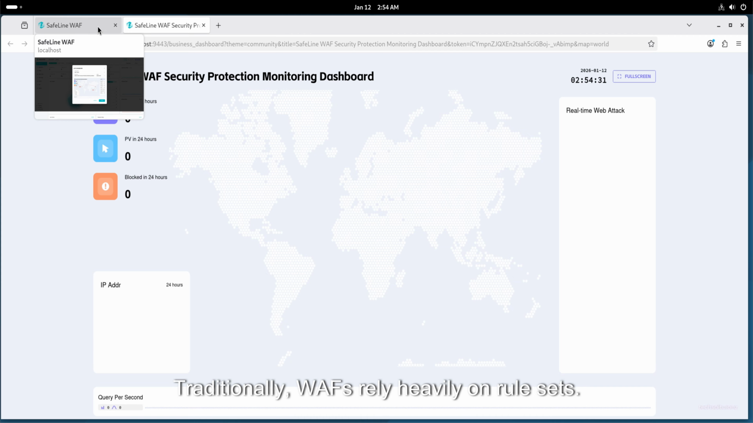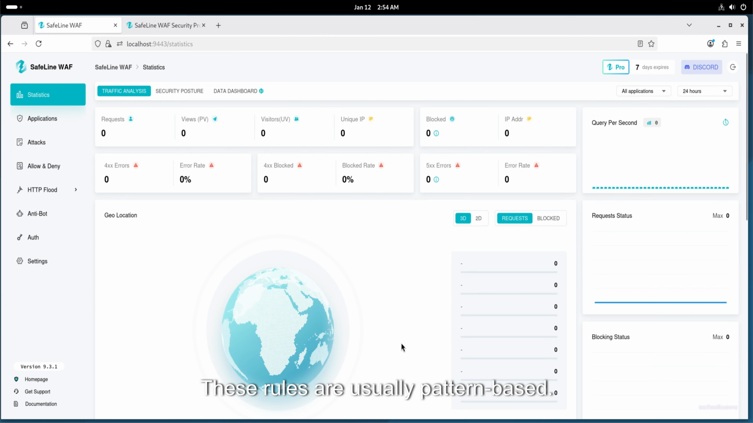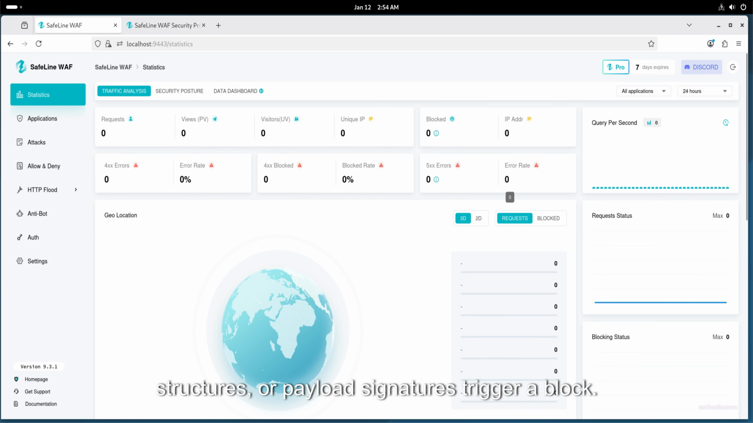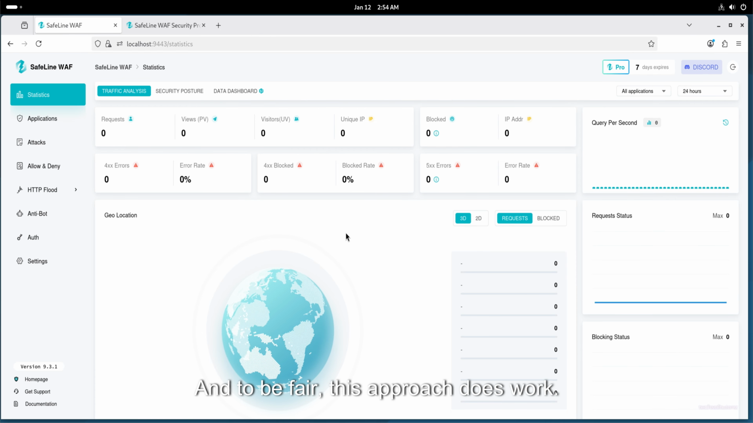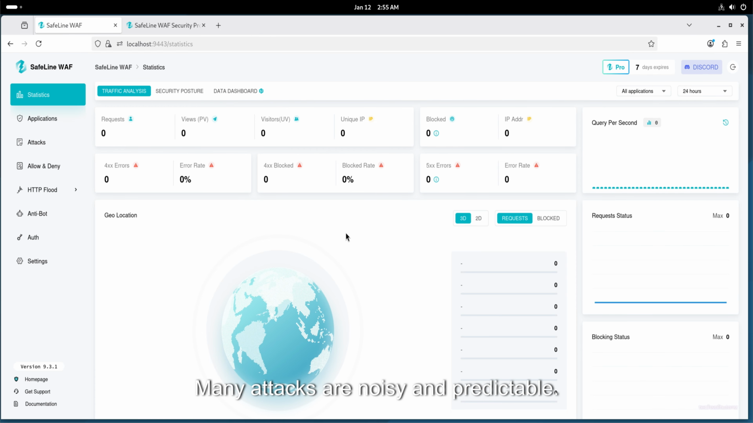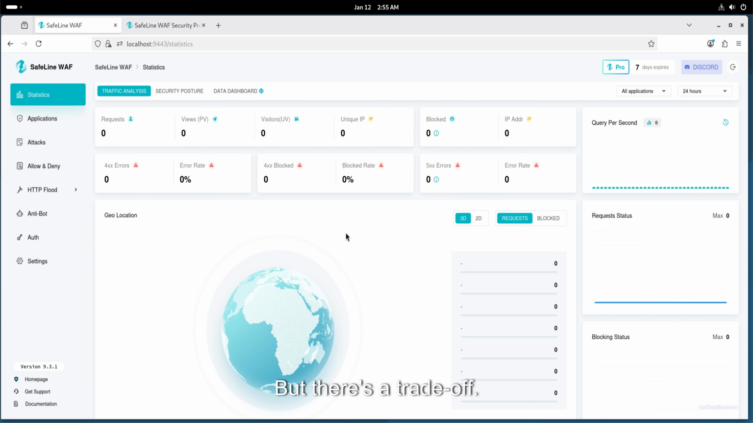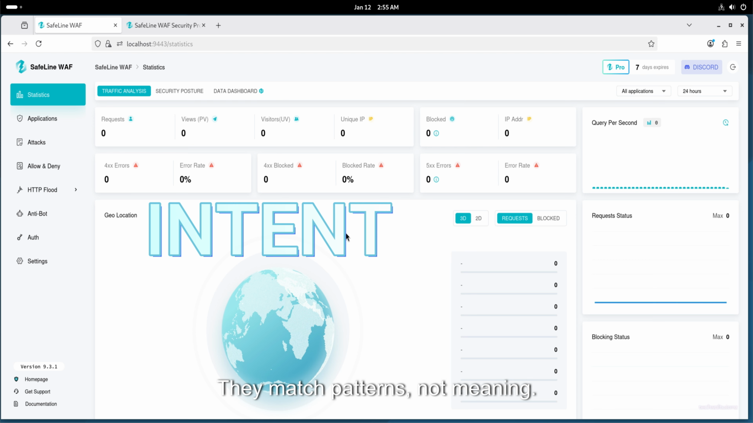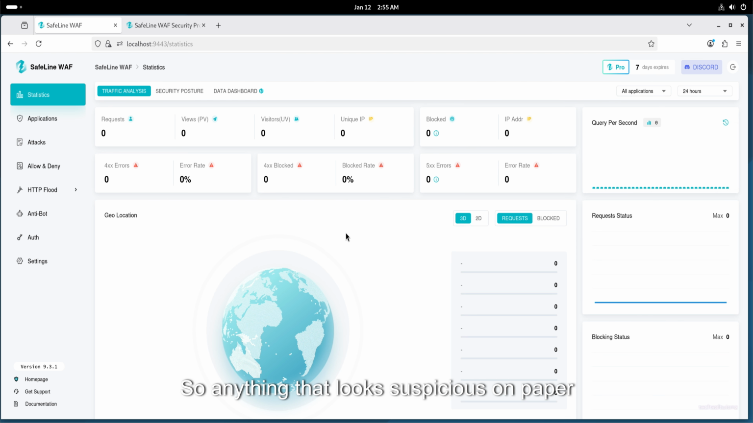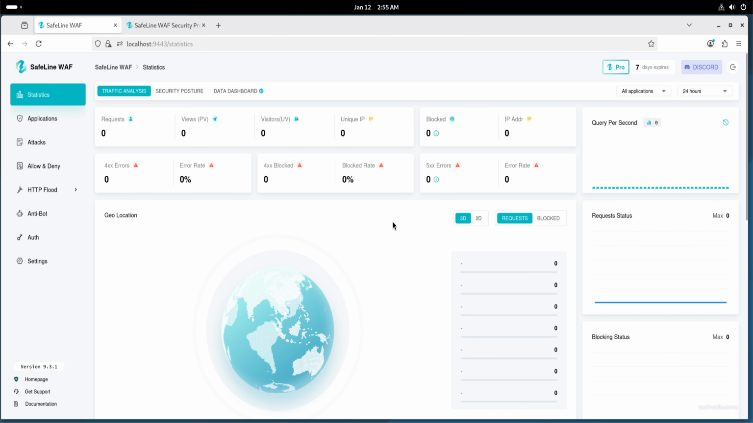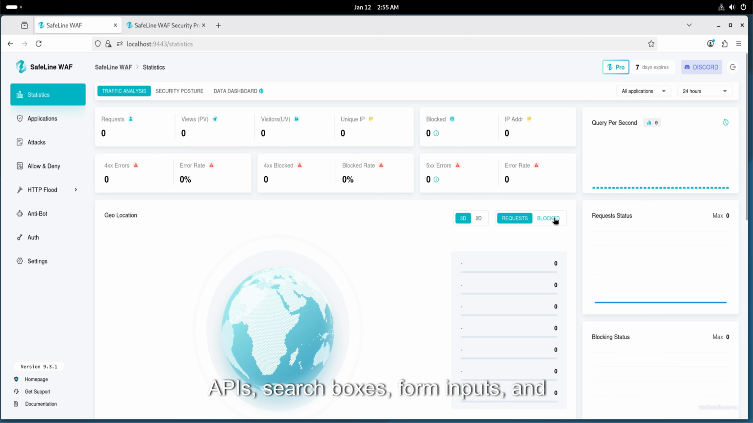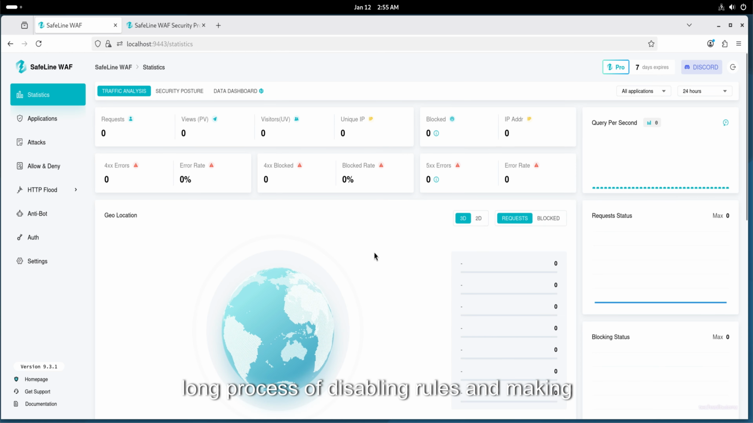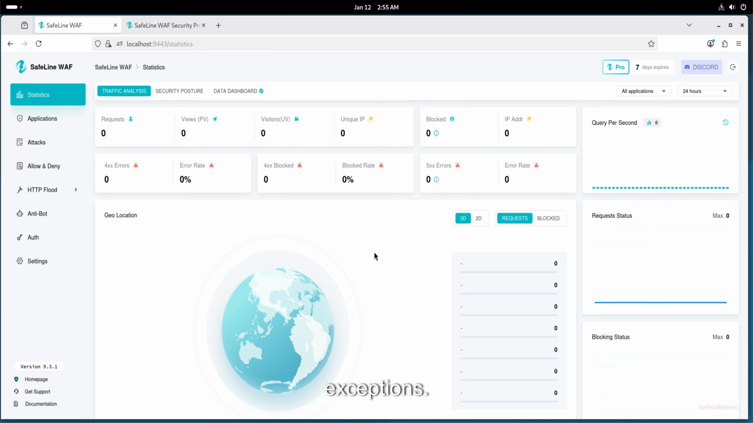Traditionally, WAFs rely heavily on rule sets. These rules are usually pattern-based. Certain keywords, symbols, request structures, or payload signatures trigger a block. And to be fair, this approach does work. Many attacks are noisy and predictable. But there's a trade-off. Rule-based systems don't understand intent. They match patterns, not meaning. So anything that looks suspicious on paper can get blocked even if it's legitimate. APIs, search boxes, form inputs, and automation workflows are common casualties. That's why WAF tuning often turns into a long process of disabling rules and making exceptions.